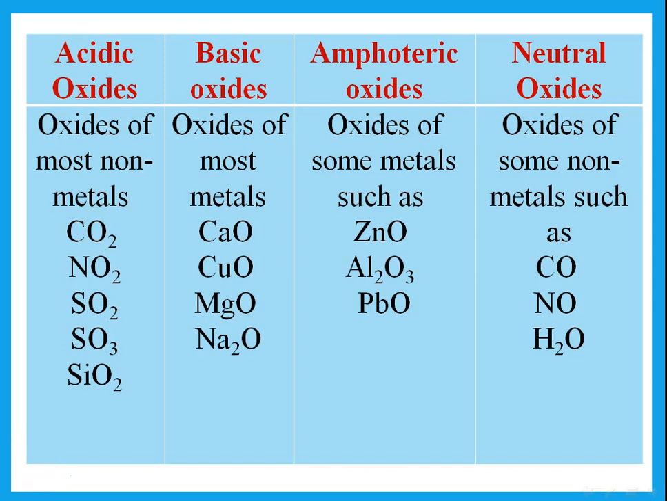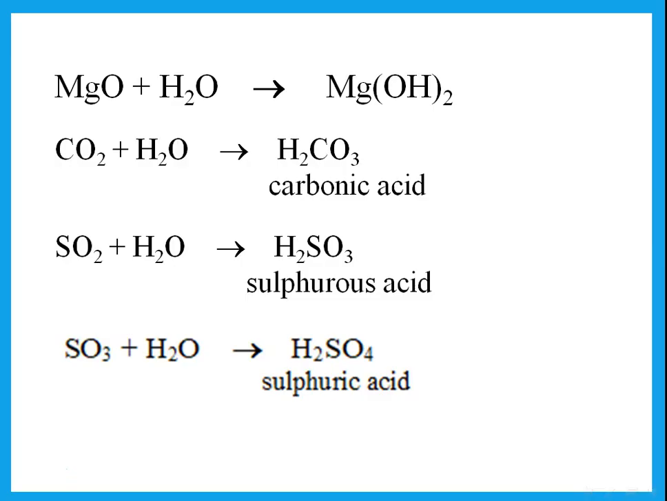So which ones are amphoteric? You're supposed to know these examples. Oxide of zinc, oxide of aluminium, oxide of lead. These are amphoteric. These are the examples we're required to know. Zinc oxide, aluminium oxide, lead oxide are amphoteric. Amphoteric means they will react with acid and they will react with base.